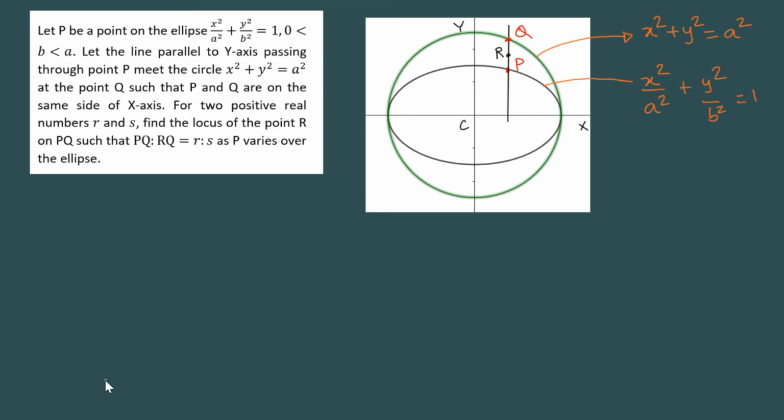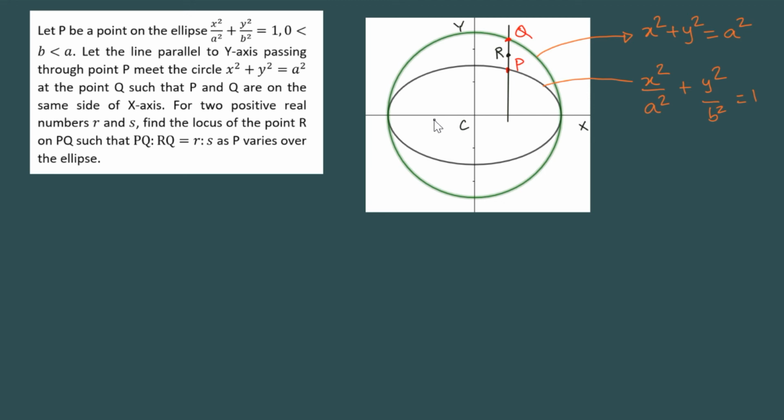They're saying as P moves, you will always have some segment PQ, and then there is R, with PQ by RQ given as R is to S. As the point R moves, it is going to trace a curve. We need to find the equation of that curve.